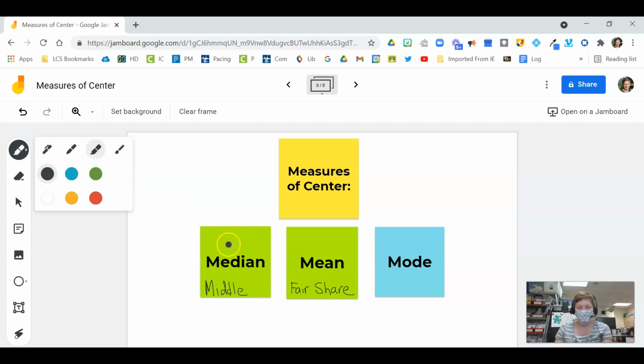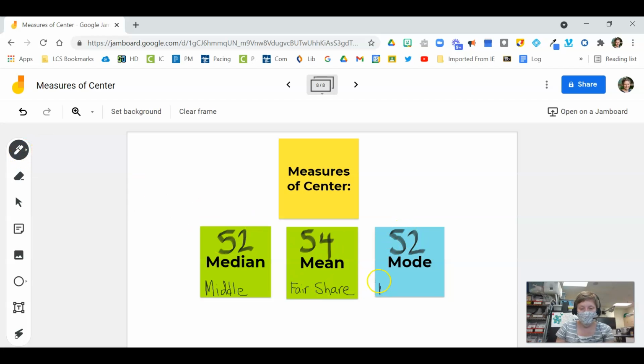All right, we have made it through our 3 types of measures of center. We found that the median was the number in the middle. I'm going to write what they were. The median of the jumps was 52. Then on the next day, we found the fair share, or the mean, by adding them up and dividing by 9, because that's how many pieces of data. So we found out the mean was 54. And then today we found out that the mode was 52. And we now know that that is the number that shows up the most often.